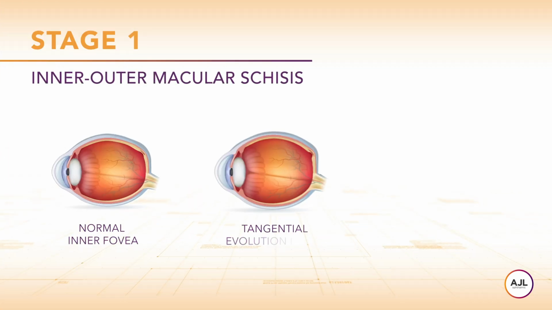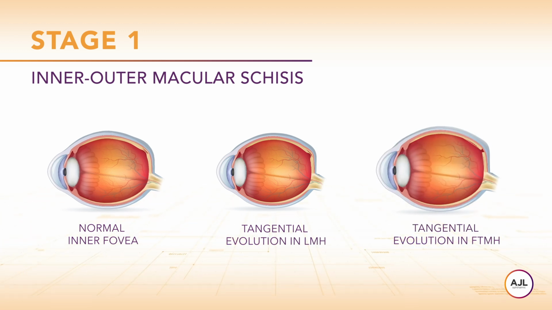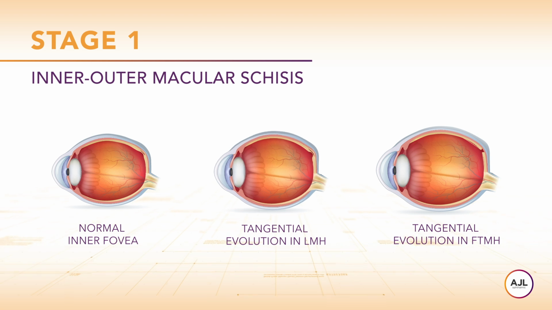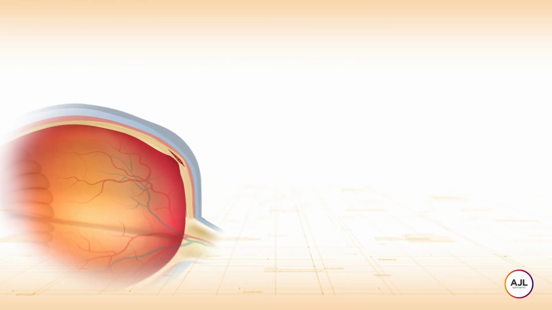The scene represents stage 1, initial schisis, and shows the tangential evolution from stage A, intact fovea, to B, lamellar macular hole, to C, full thickness macular hole.